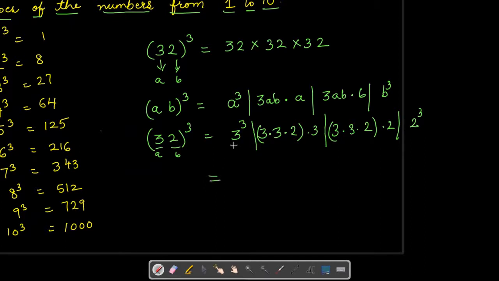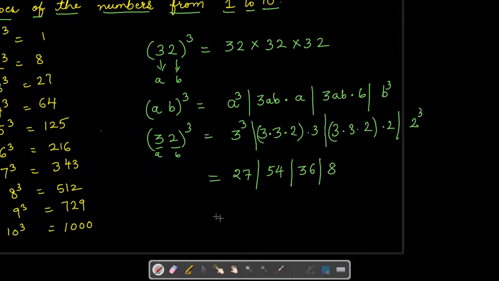Now we know the value of 3 cube. After memorizing the cubes, you will be easily able to say that 3 cube is 27. Let me multiply these numbers. 3 times 3 gives me 9, 9 times 2 is 18, and 18 times 3 is 54. Then 3 times 3 is 9, 9 times 2 is 18, and 18 times 2 gives us 36. Then again keeping a partition, I know the value of 2 cube as 8.